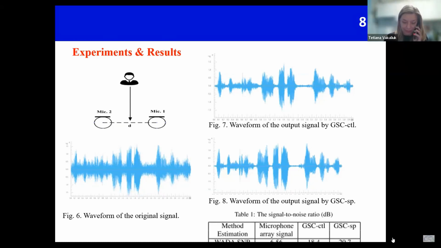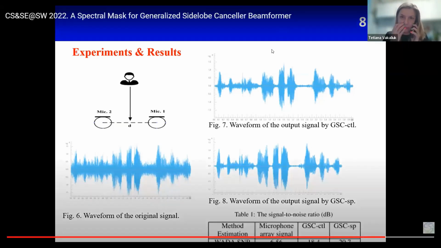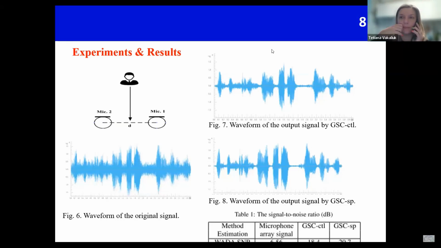In many speech applications such as hearing aids and audio devices, extracting a desired speech signal from a mixture of corrupted signals is a very challenging problem. Therefore, in this paper, the author proposes a spectral map to enhance the performance of the GSC AP beamformer. Thanks for the attention.